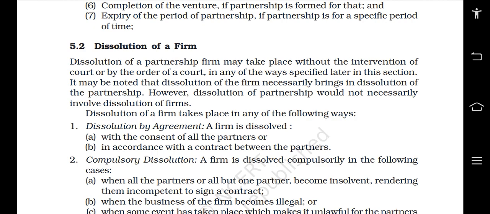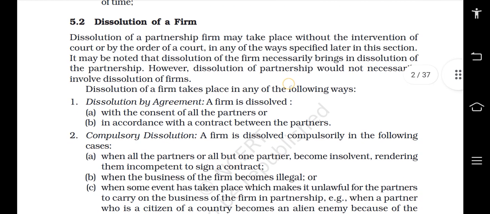Dissolution of a firm takes place in any of the following ways. First case, dissolution by agreement. A firm is dissolved with the consent of all partners. See, one firm is dissolved by the consent of all partners. If all partners agree to dissolve a firm, then the firm can be dissolved.